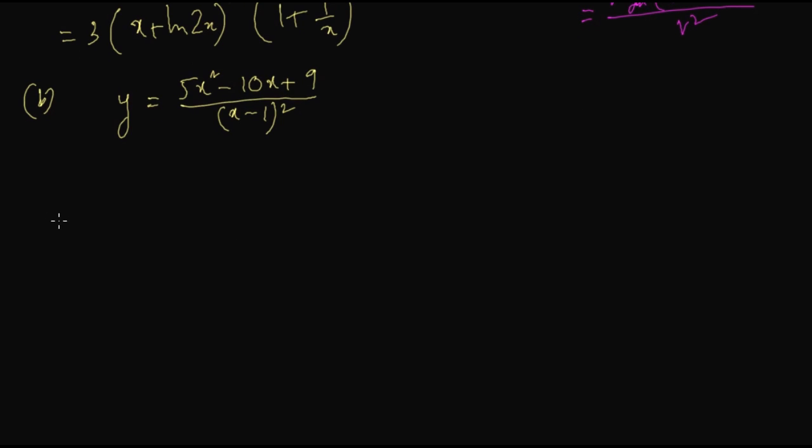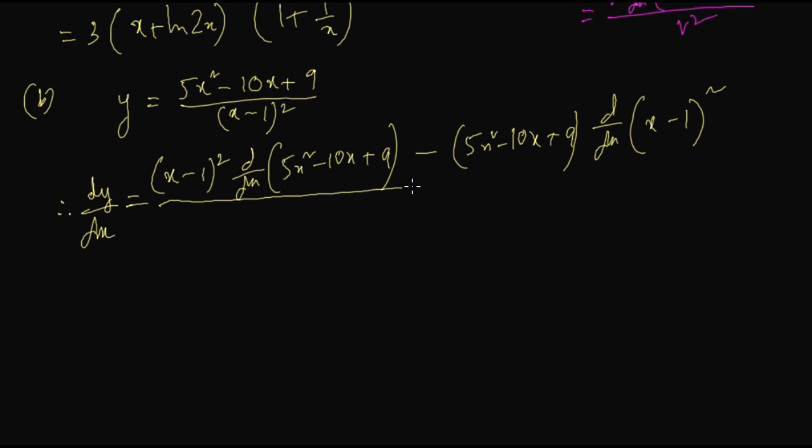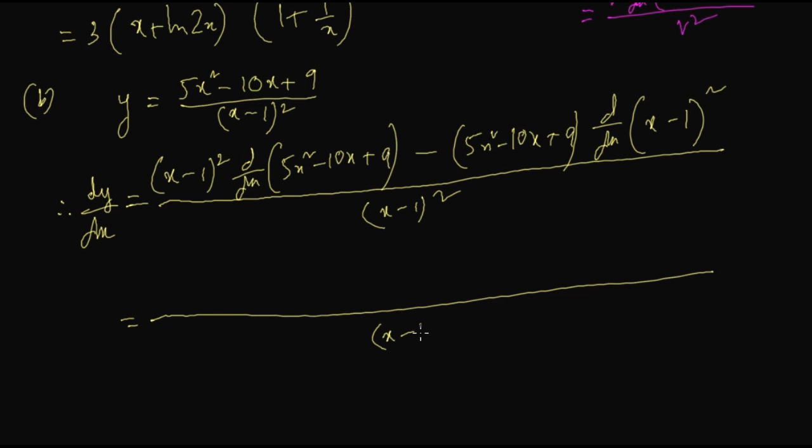So the derivative of y is dy by dx. First write it out as you do in the formula. So x minus 1 is v, d by dx of 5x squared minus 10x plus 9, minus 5x squared minus 10x plus 9, d by dx of x minus 1 whole squared, divided by ho ho, so that means x minus 1 whole squared. Now it's a very important thing, do not break the power, just keep it this way, so that it will be very easy to simplify.